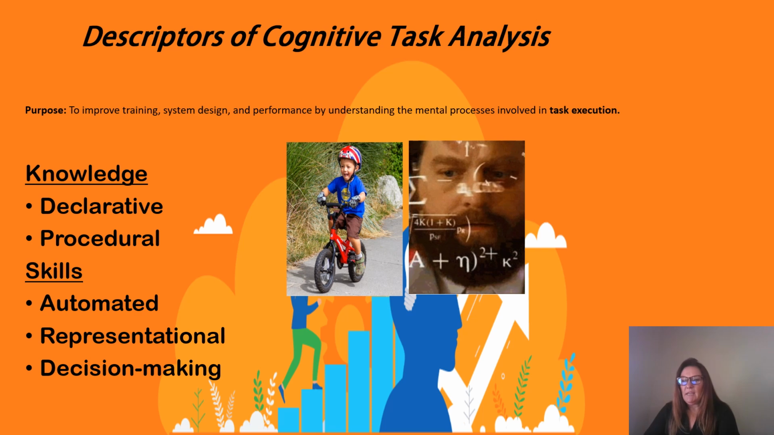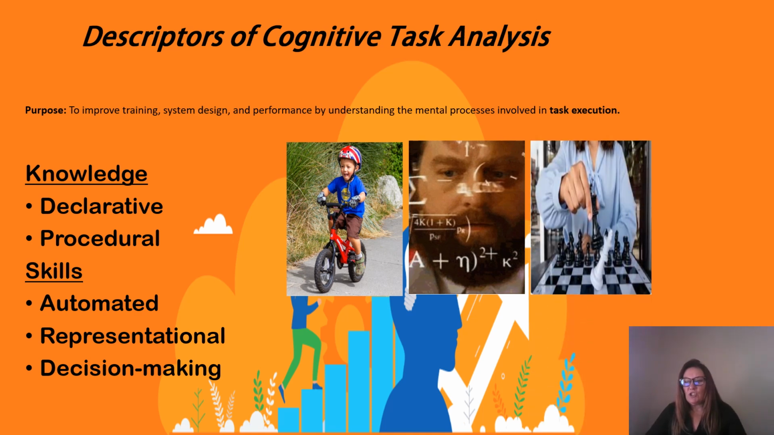Last, we have decision making, and this is the ability to choose between two different options based on the available information, goals, and expected outcomes. And this one, again, is complex. Maybe it's something like financial planning or playing a strategic game such as chess. Here we are assessing how expertise, experience, and contextual factors influence the decision making.